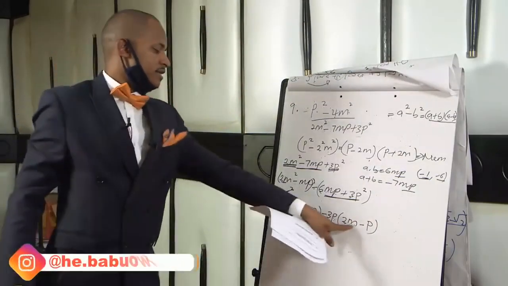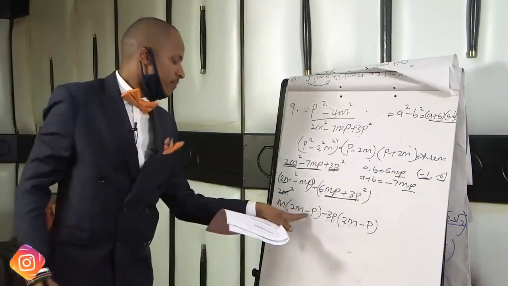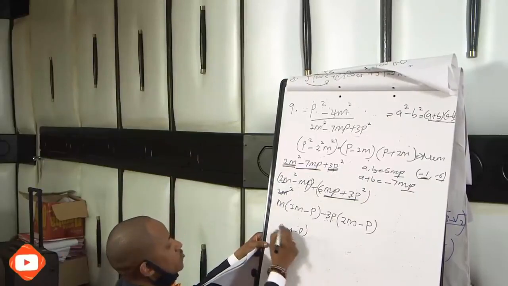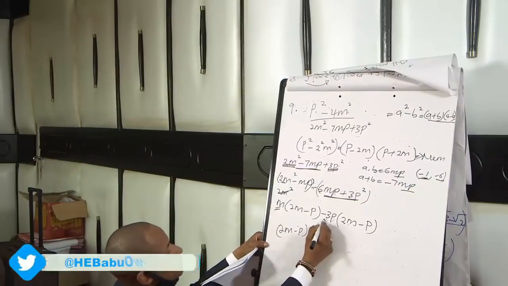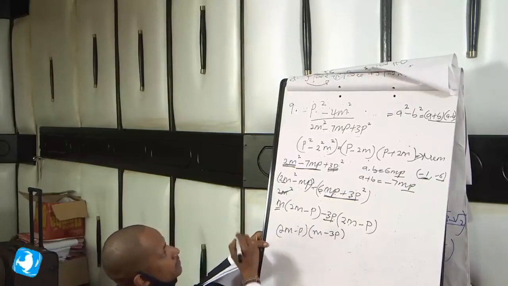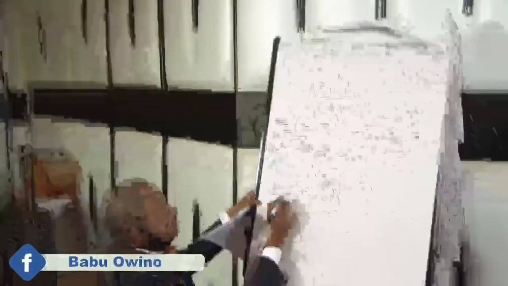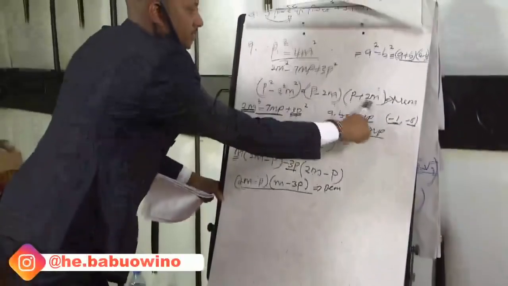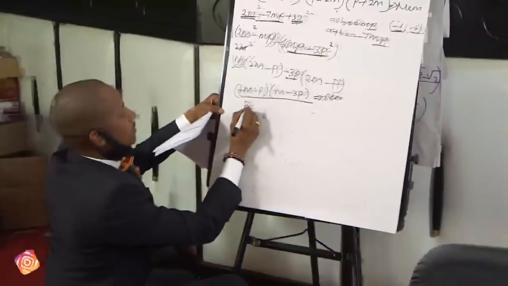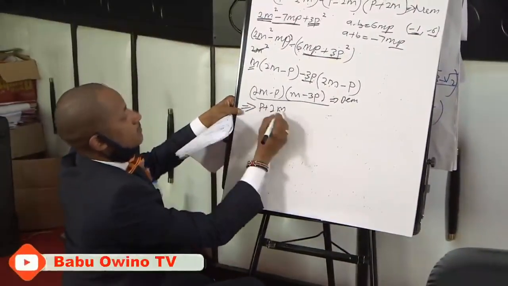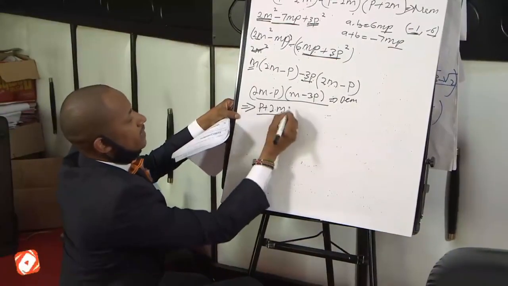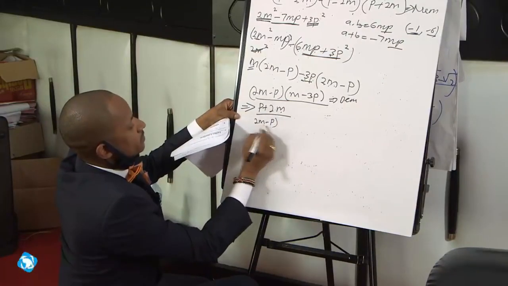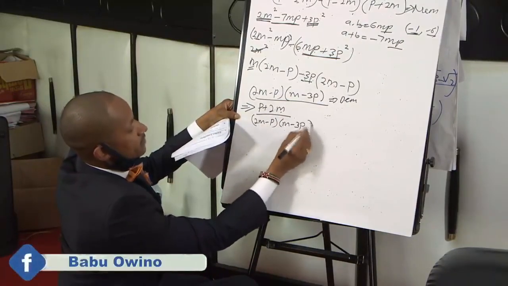Therefore, as you can see in our brackets, we have 2m minus p, again 2m minus p. So you just collect them together: 2m minus p into m minus 3p. This is the denominator. Remember our numerator is p plus 2m, p plus 2m, divided by our denominator, 2m minus p into m minus 3p.